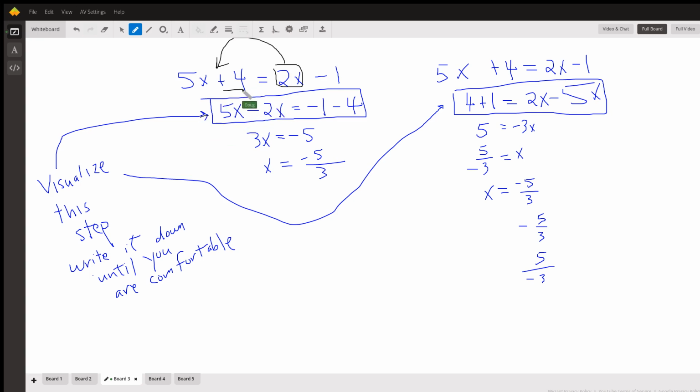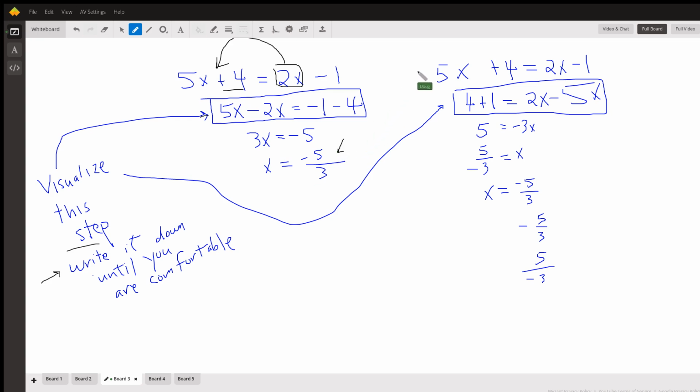And we're going to transpose the 4 to the other side. Negative 1 minus 4. Hopefully you can visualize this step, but if you need to write it down until you're comfortable doing that, you can go ahead and write it down. But 5x minus 2x combines to 3x, negative 1 minus 4 to negative 5. Divide both sides by the numerical coefficient of x. That means 3x divided by 3 is just going to give us an x, and negative 5 divided by 3. That's your answer right there, negative 5/3.